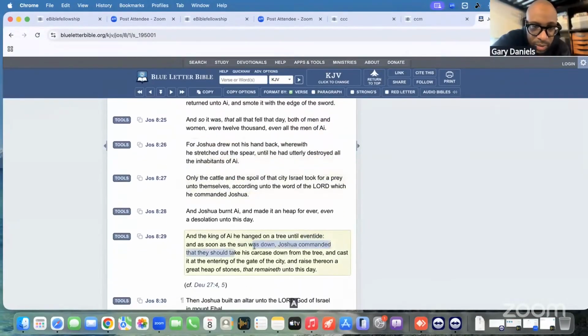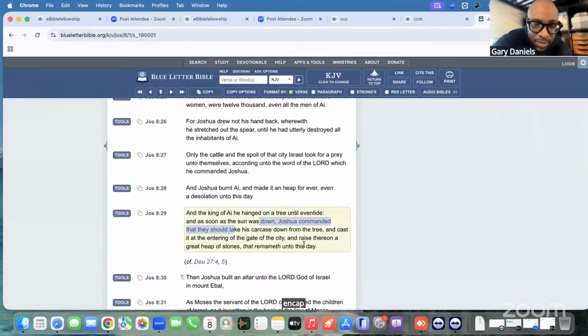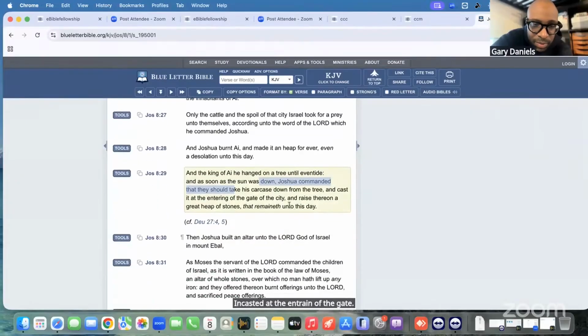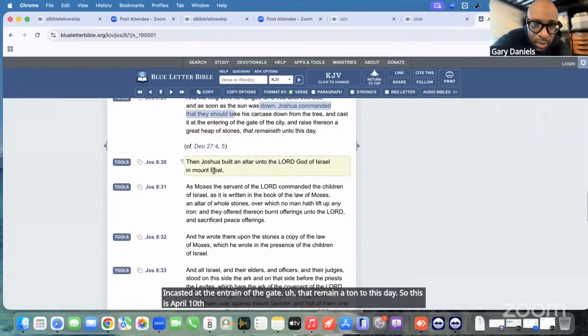As soon as the sun was down, Joshua commanded that they should take his carcass down from the tree and cast it at the entering of the gate, that remaineth unto this day. So this is April 10th, if we understand this correctly.